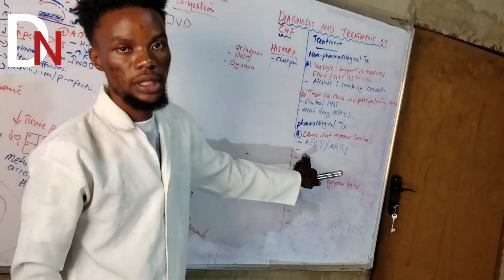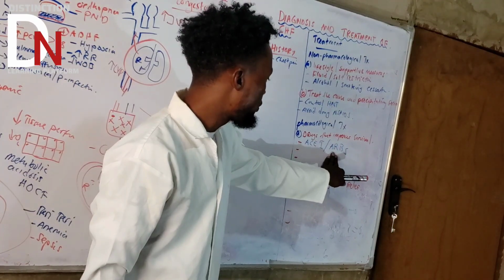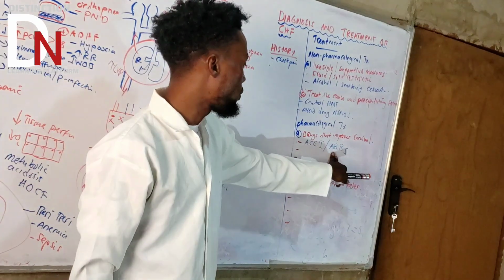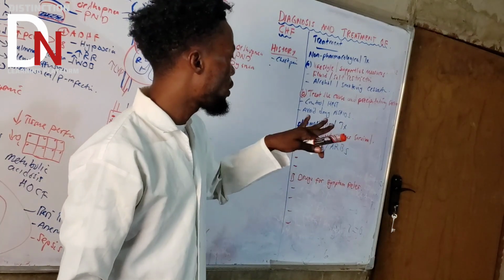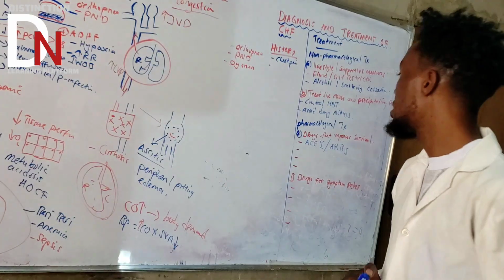So for ACE inhibitors, a good example is enalapril. The good example for ARBs, we can talk about valsartan. Valsartan is a good example of this. It has been shown that they improve survival for someone having congestive heart failure.